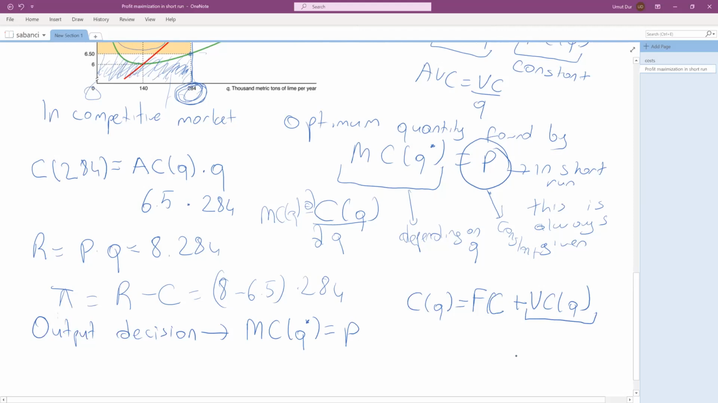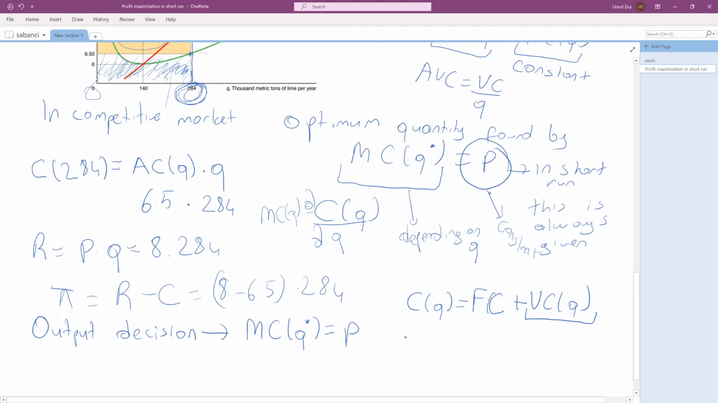Is there a problem here? Fixed cost, I paid the money, it's gone. In the short run, since I cannot change the capital, whatever I am paying for the rent, whatever I am paying for the machine, will be fixed cost. Here the variable cost is the only thing that changes with the output level that I am producing.